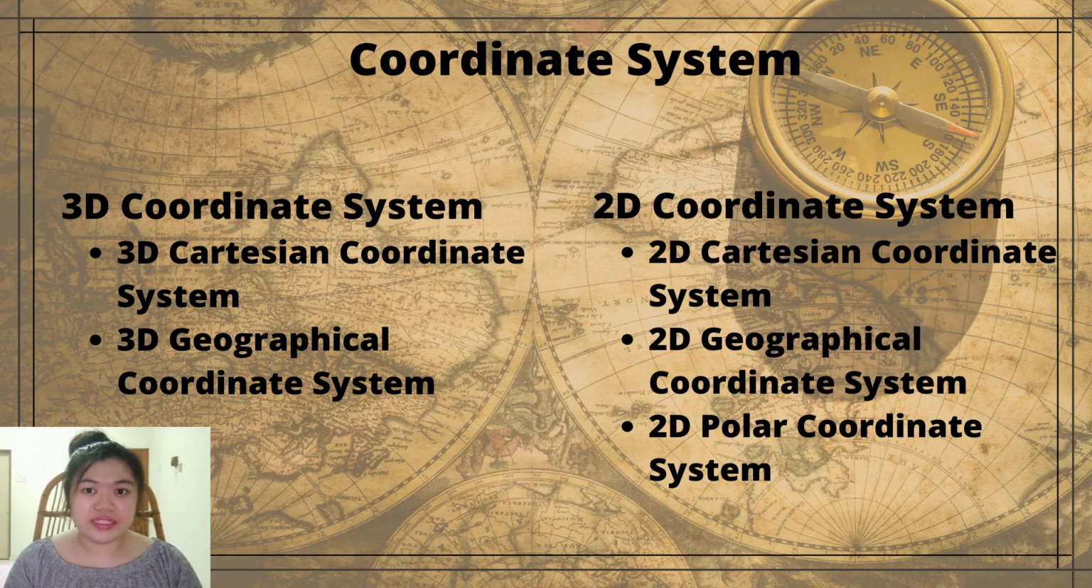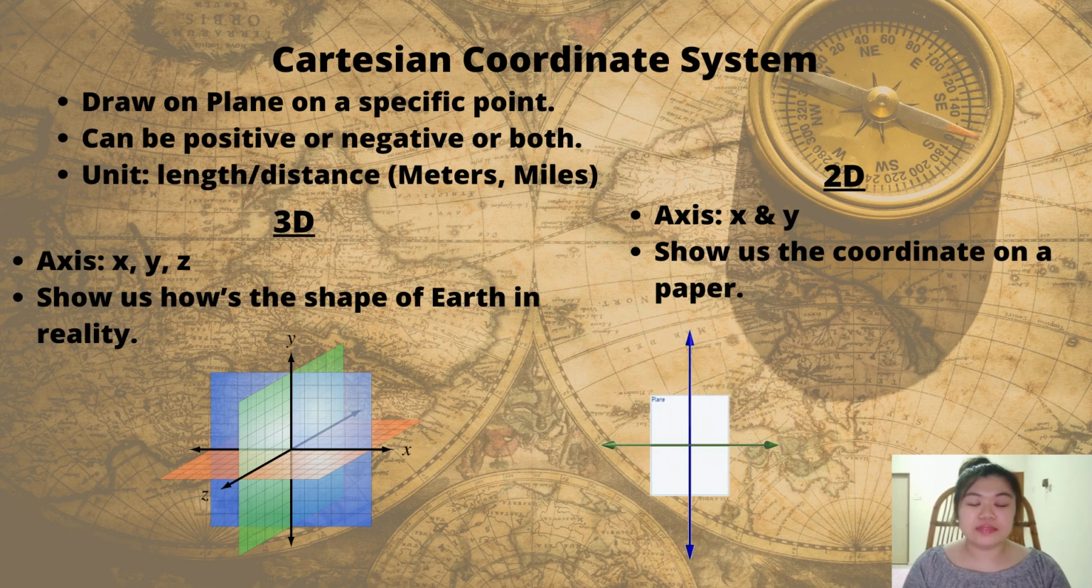In coordinate systems, there are two types: one is 2D and the other is 3D. For 3D, there are two: the 3D Cartesian coordinate system and the 3D geographical coordinate system. For 2D, we have the 2D Cartesian coordinate system, the 2D geographical coordinate system, and lastly the 2D polar coordinate system. Cartesian coordinate system.